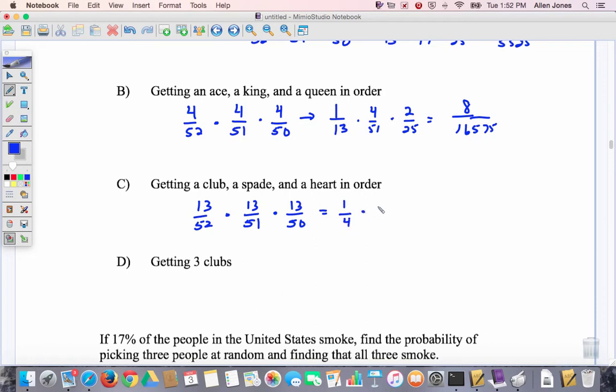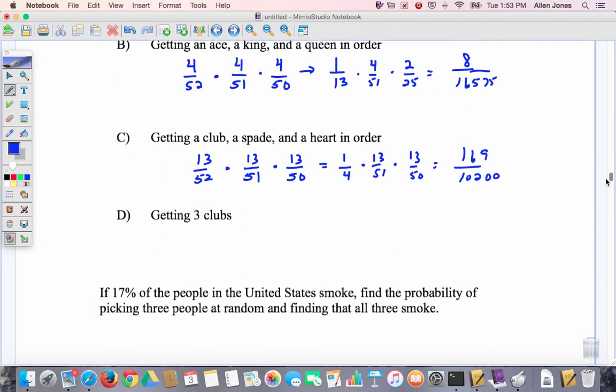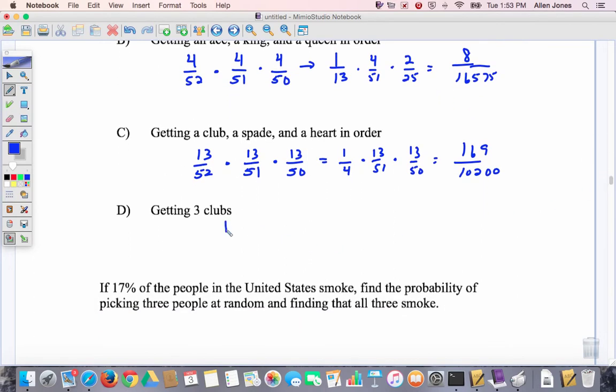Let's simplify here, 1/4 first. 13 out of 51 is going to stay as 13 out of 51. And then 13 out of 50 will also stay. So we get 169 out of 10,200.